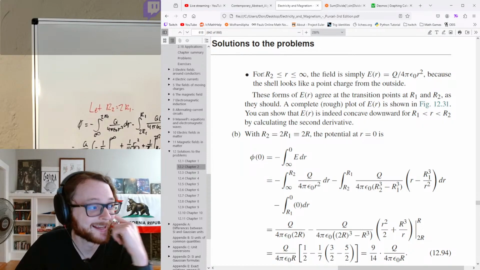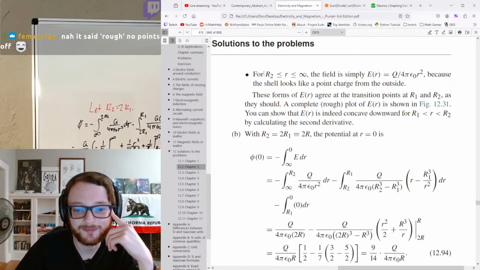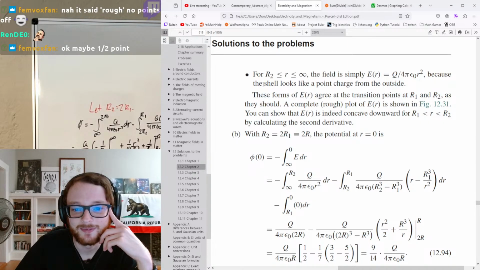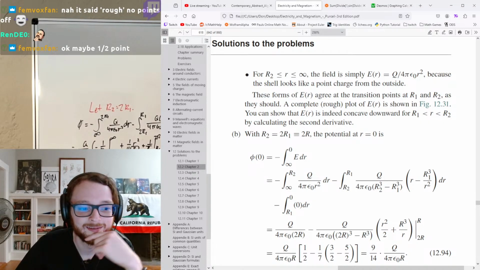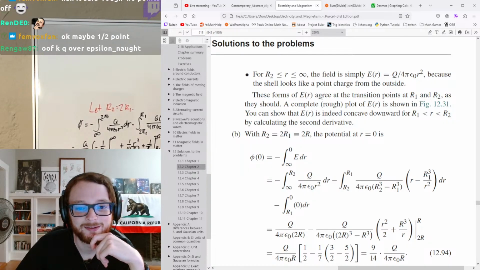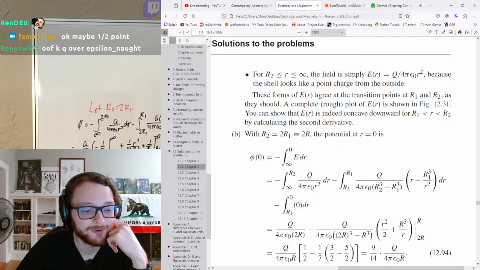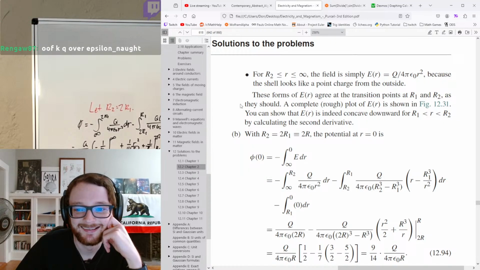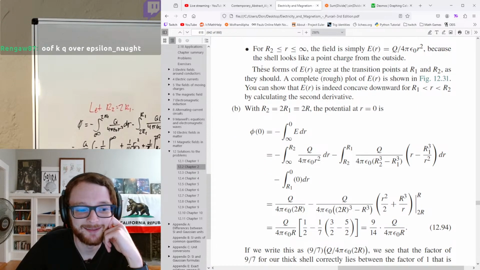It said rough? Yeah. They really need to define rough. Otherwise, I'm saying my answer is still right. KQ over epsilon naught. Well, the K already includes epsilon naught, so... Right? Yeah, it'll be KQ over R squared. But yeah, basically.